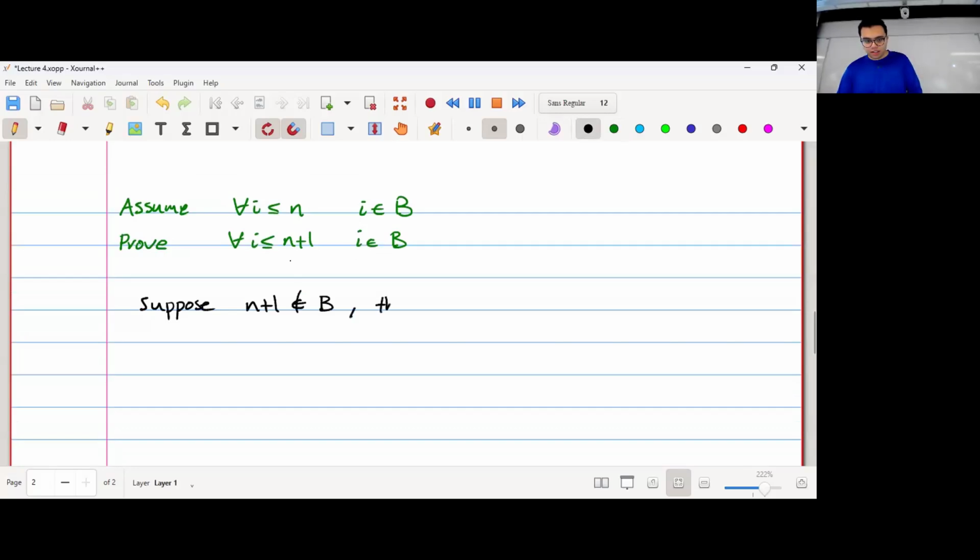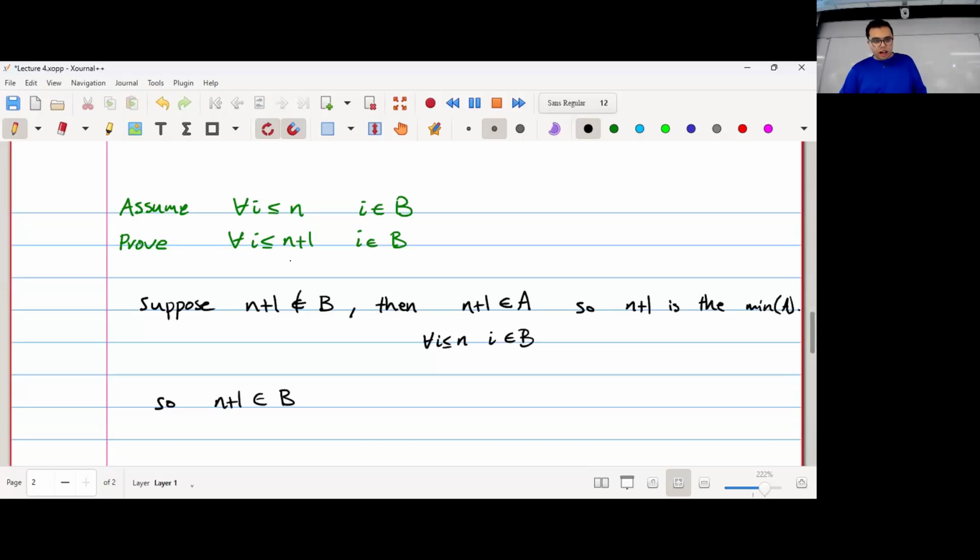So then n plus 1 is in A. But what is my assumption? My assumption is that for every I less than or equal to n, I was in B. So this means that n plus 1 is the smallest element of A. But I was assuming that A doesn't have the smallest element. So this is a contradiction, because n plus 1 is the minimum element of A. And this contradiction shows that n plus 1 has to be in B, because if I put n plus 1 into A, then it would be the minimum element, but A was not supposed to have a minimum. So n plus 1 is also in B.